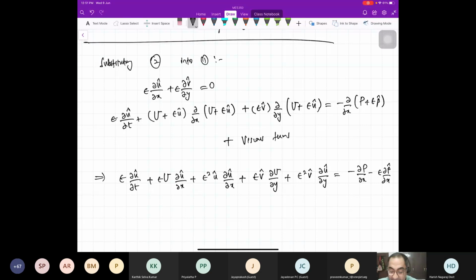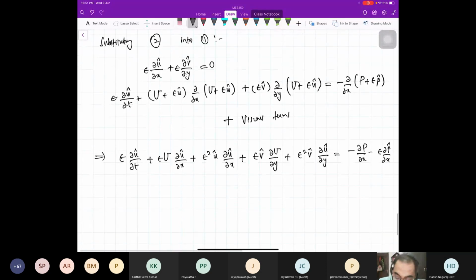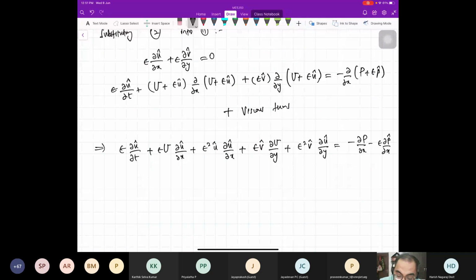Okay. Now what we will do is we'll look at the equation as it is. So I can write down equations at the order epsilon. Order epsilon terms correspond to perturbations.